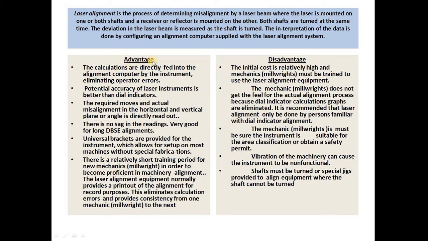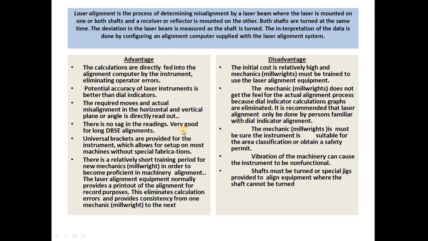The advantage of this type is we have to measure the distance between the front foot and the rear foot, coupling dia, and coupling DBSE, and fit it in the computer, so you can eliminate human error. And in terms of accuracy, laser is much more accurate than the dial gauge, so you will get an accurate reading. Here you need not do any calculation for horizontal and vertical. This will give you a direct reading of how much to move horizontally and how much to move vertically. You need not decouple it to do this alignment method.